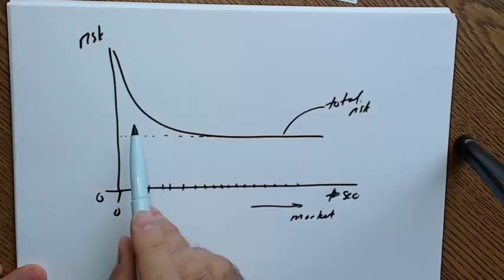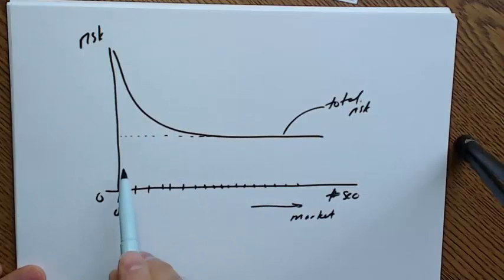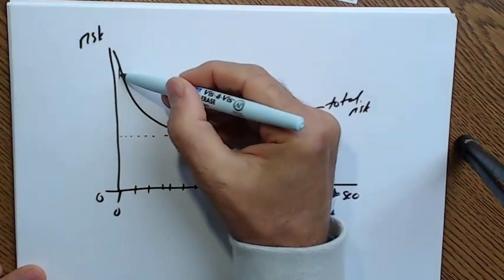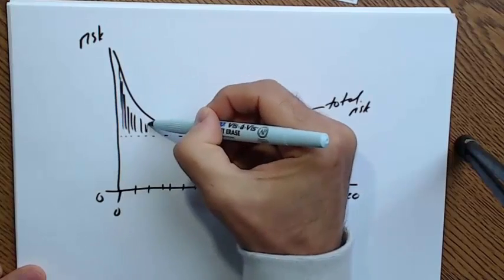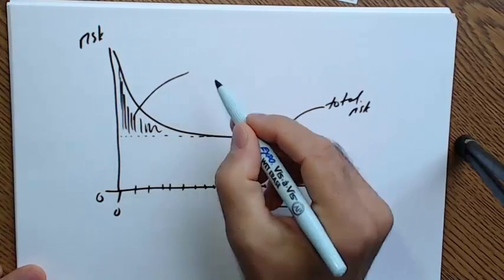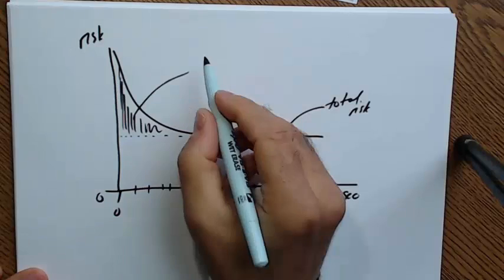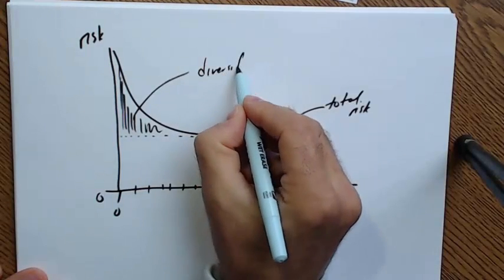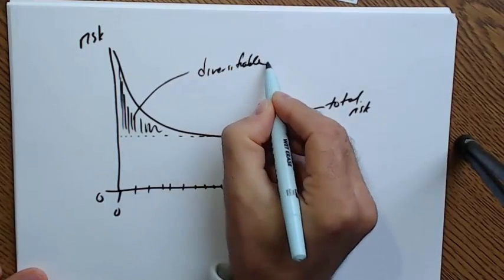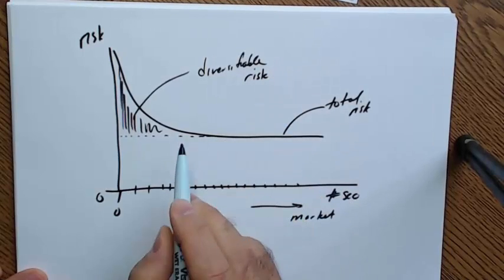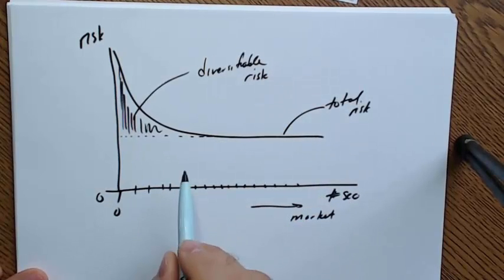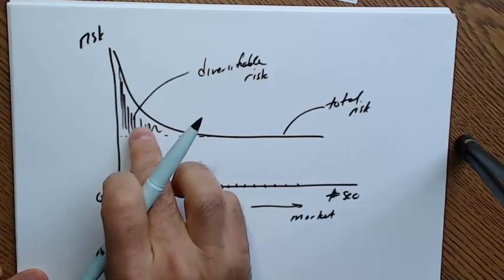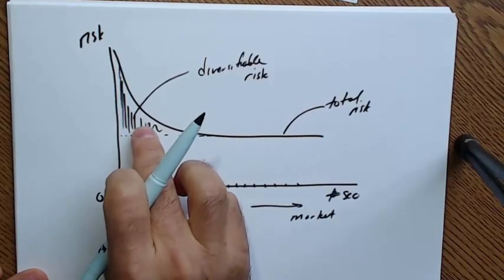So the point is, when you have a diversified portfolio, you get rid of a lot of risks. This risk right here in this area is called diversifiable risk. It's risk that can be diversified away. It's sometimes called company-specific or idiosyncratic risk.